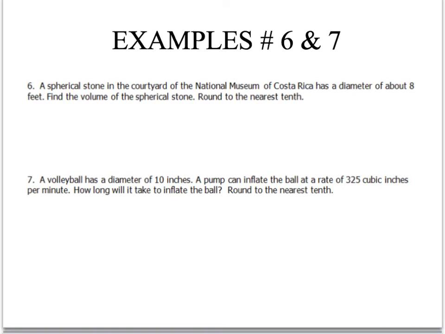So number 6 says a spherical stone in the courtyard of the National Museum of Costa Rica has a diameter of 8 feet. So it has a radius of 4. Find the volume of the spherical stone, round to the nearest tenth. You should really underline your keywords for the word problems.